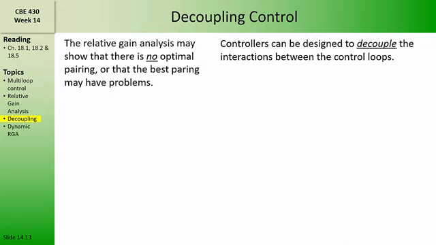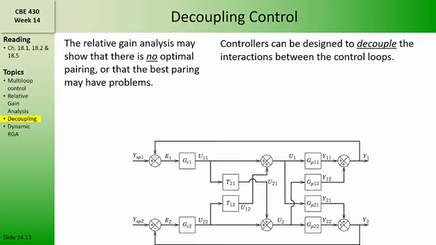The relative gain analysis may show that there is no optimal pairing or that the best pairing has problems because one of the control loops oscillates, for example. In this case, we may want to use an advanced control strategy called decoupling control. Decoupling control uses controllers designed to decouple the interactions between the control loops.